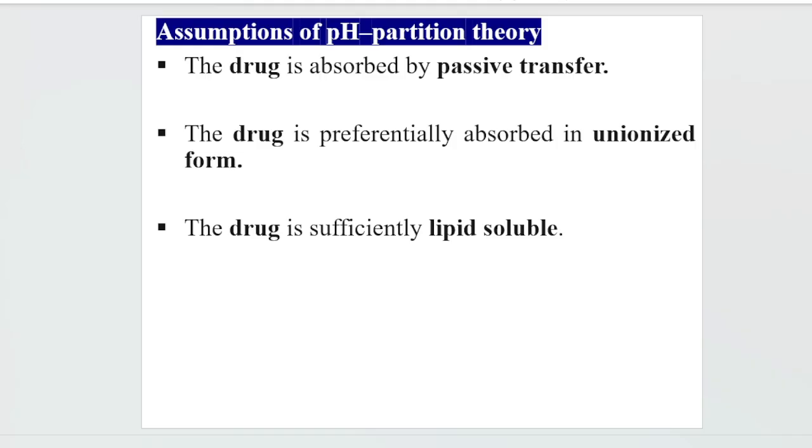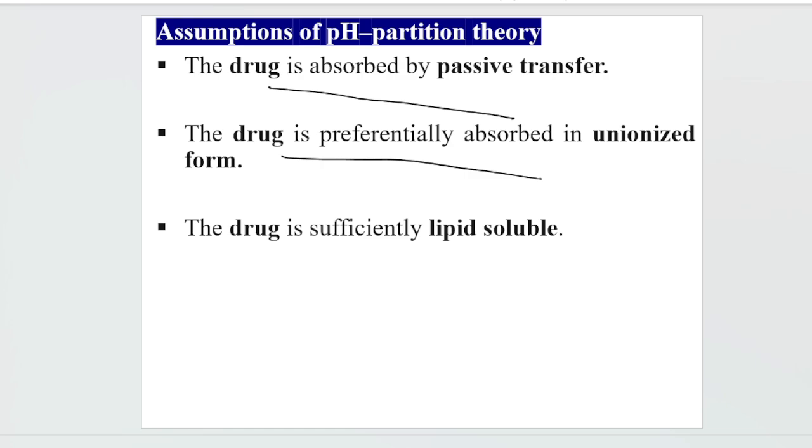Okay, so according to this pH partition theory, drug absorption is always through passive transfer. Drug is basically absorbed in unionized form, and the drug has to be lipid soluble enough to cross the membrane. So the drug's lipid solubility should also be such that it can cross that membrane.